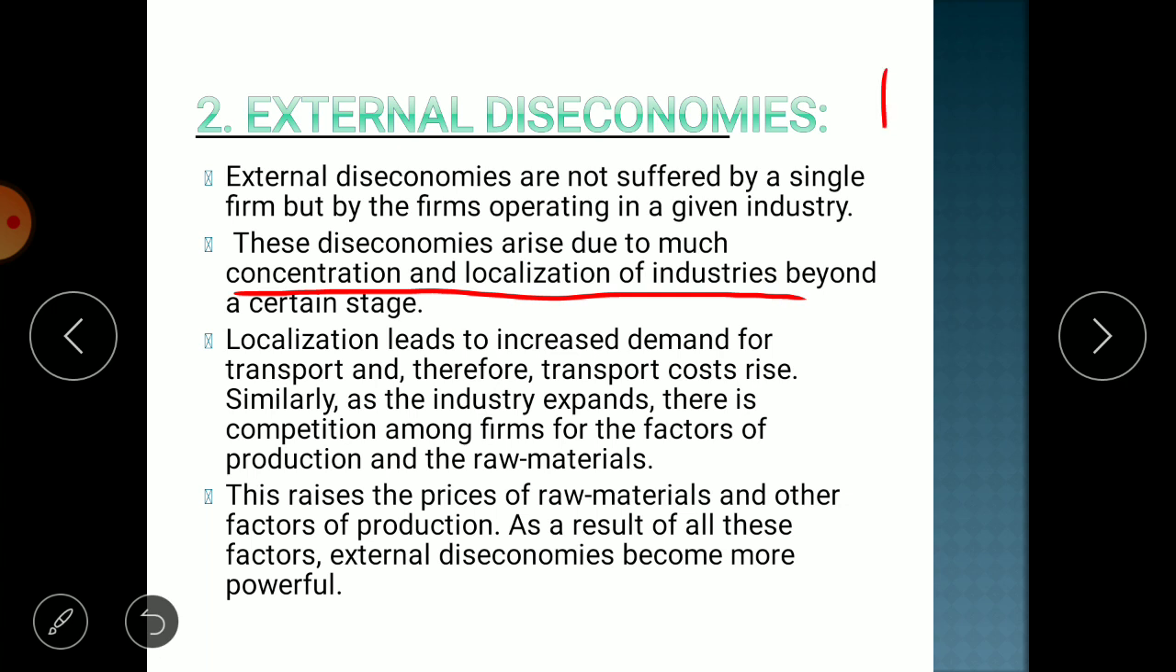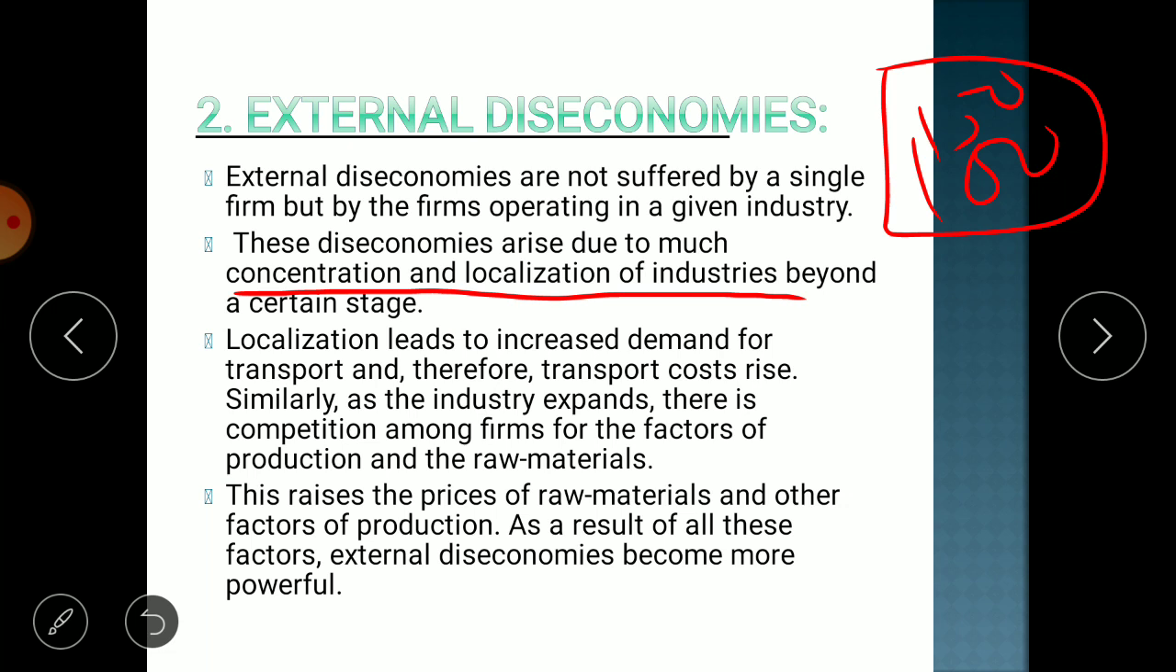Take an example of one locality, one GIDC area, where the optimum limit to operate within this area is 100 units. 100 units can be established very well, their needs can be satisfied. But what will happen if instead of 100 units, 150 units are established over there? Everyone will get less area to operate. There will be scarcity of each and every resource, which will result in increased cost of production.